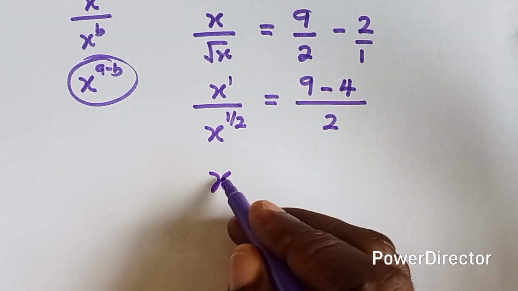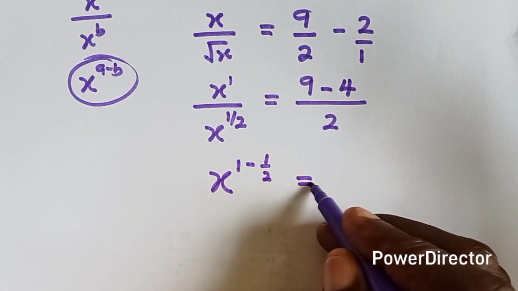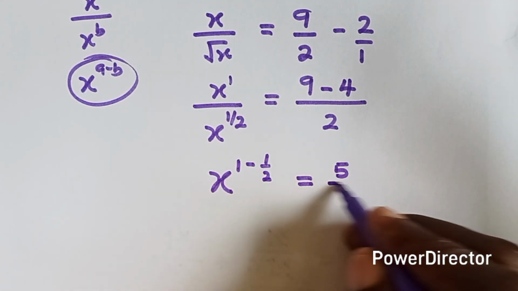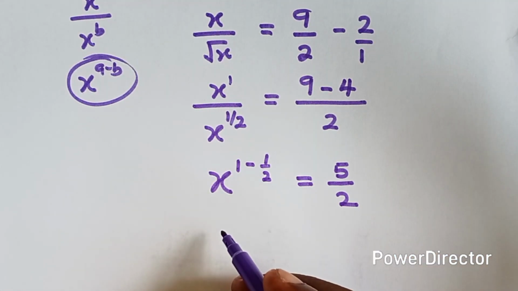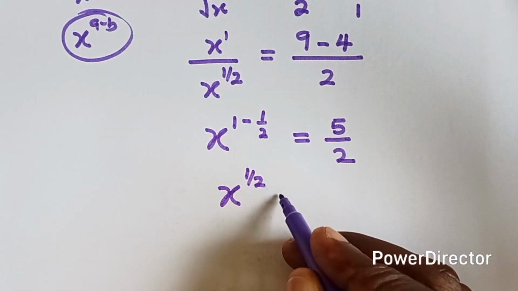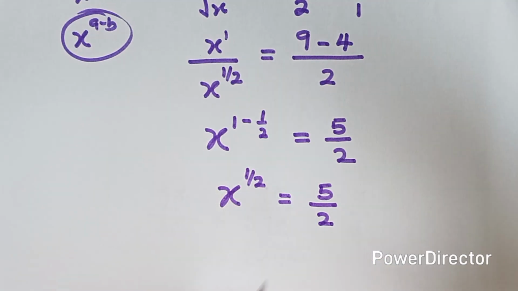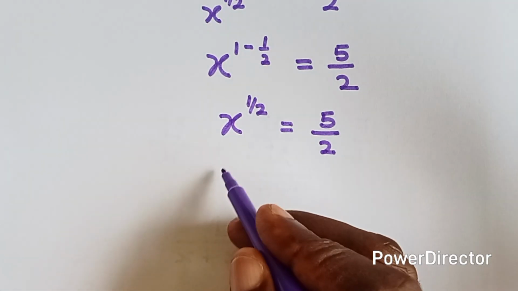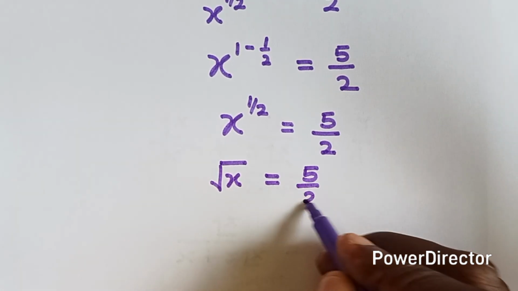This is written as x raised to power 1 minus 1 over 2, and equals, this will give us 5 over 2. Now what is 1 minus 1 over 2? It is 1 over 2. That is 1 minus a half. It gives us half, which is 1 over 2, equals 5 over 2. Now, if you want to write x raised to power 1 over 2, you can write it as root x equals 5 over 2.